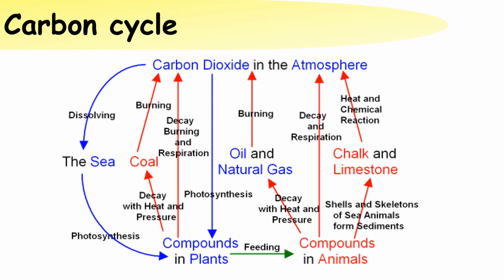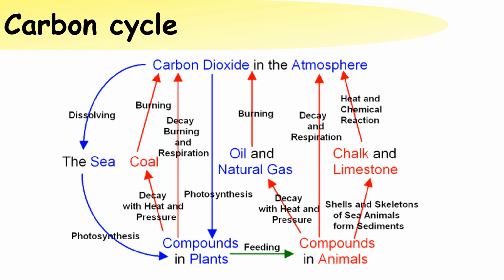The carbon cycle describes how carbon dioxide is taken from the atmosphere and trapped. The first way that carbon dioxide can be taken out of the atmosphere is by photosynthesis by plants. Carbon dioxide can also be taken out of the atmosphere by dissolving it in the sea. There are more ways that carbon dioxide can be put back into the atmosphere.